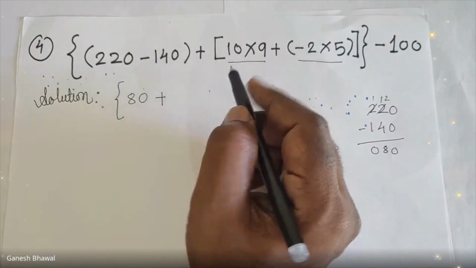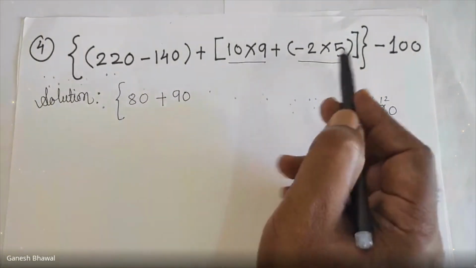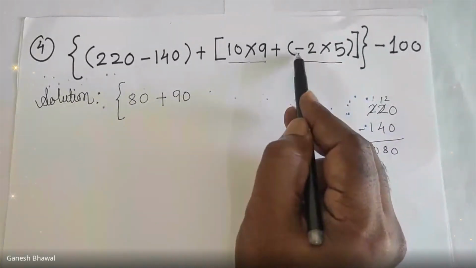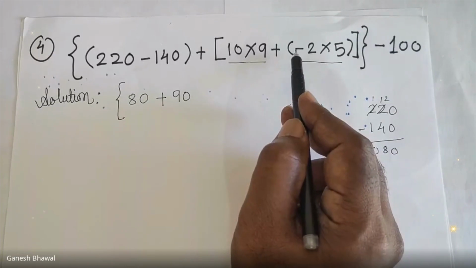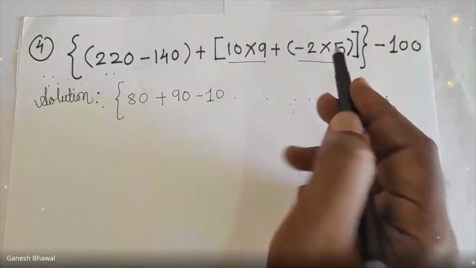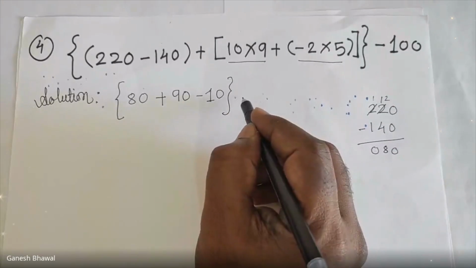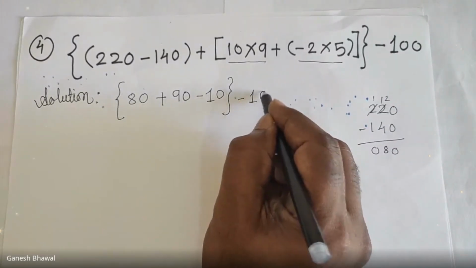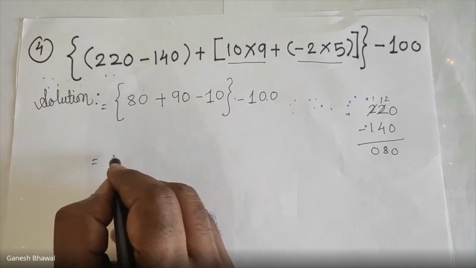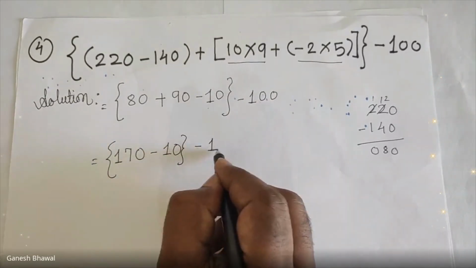10 nines are 90, 5 twos are 10, but here negative sign is there. Positive into negative becomes negative. Therefore, negative 10 will be the multiplication of these two numbers, and then we will close this. Lastly, minus 100 is there, so we will write here 100. We will add these numbers. 80 plus 90 is 170, then minus 10, and here minus 100.